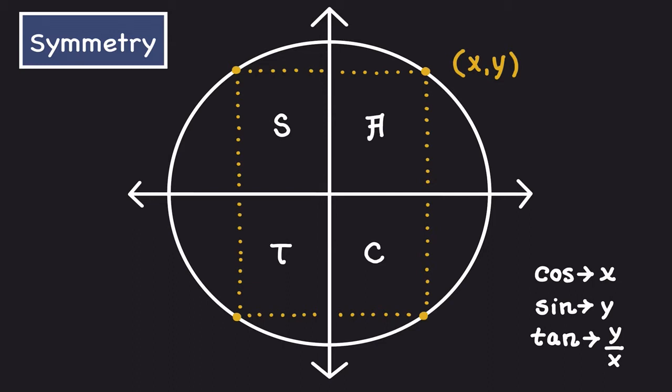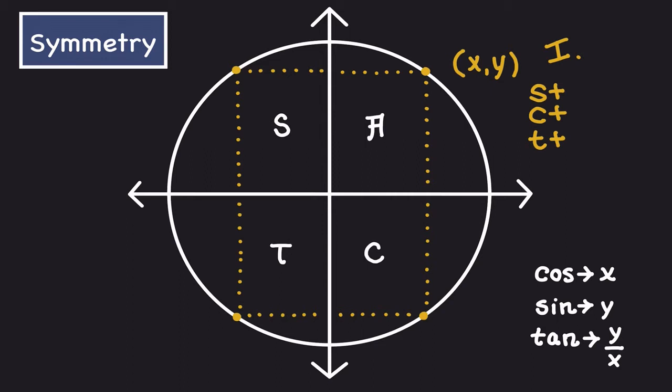So in the very first quadrant, I remember that, hey, sine, I'm just going to call it S, is positive because my y values are positive. And cosine is going to be positive because my x values are positive. And tangent will be positive because a positive divided by a positive is still positive.